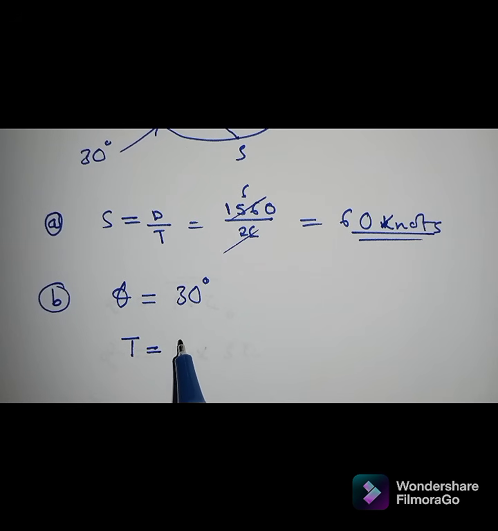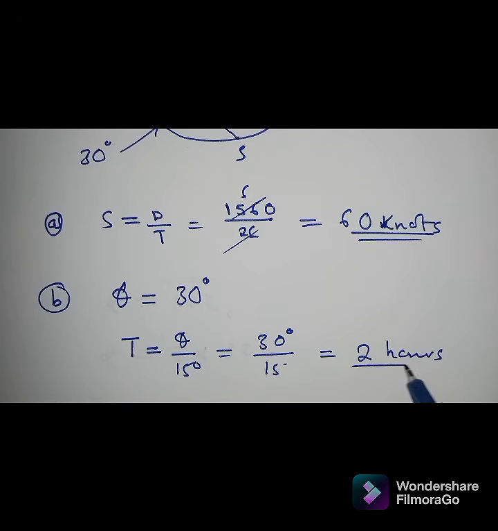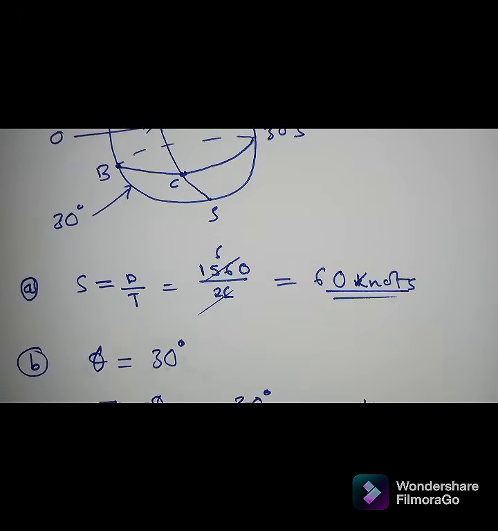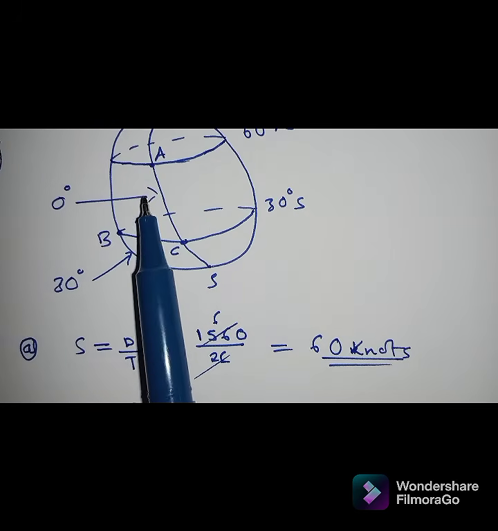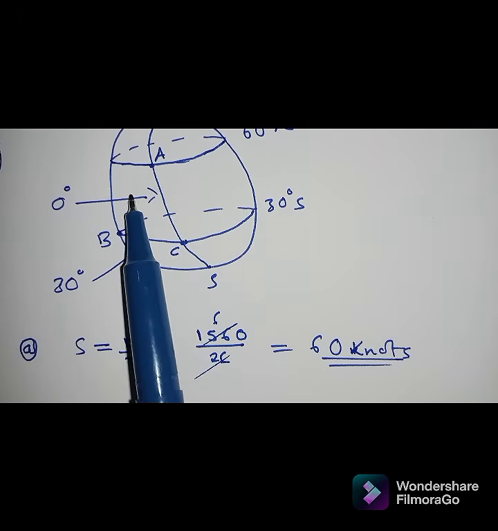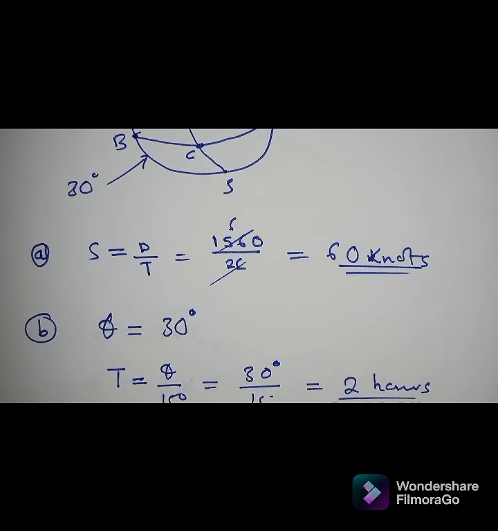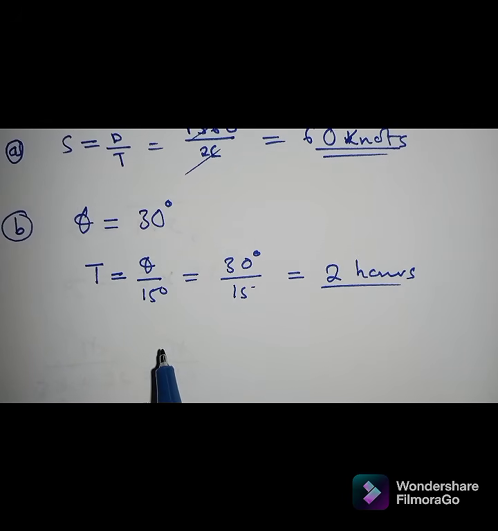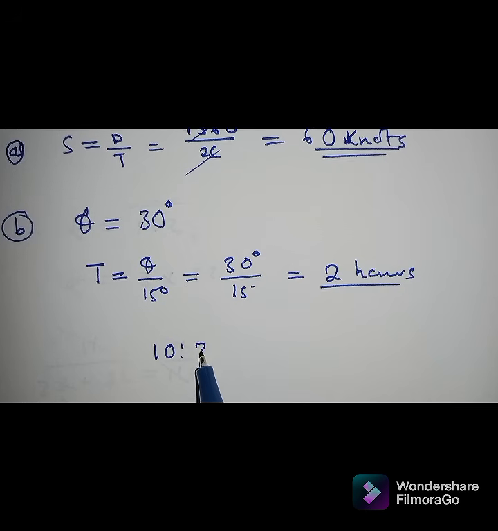Now we can say the time difference will be equal to theta over 15 degrees, which is 30 degrees over 15, and we have 2 hours. The time difference from where A is to where B is 2 hours. Now, since the time at A is 10:30 and the time difference is 2 hours, write 02 here.